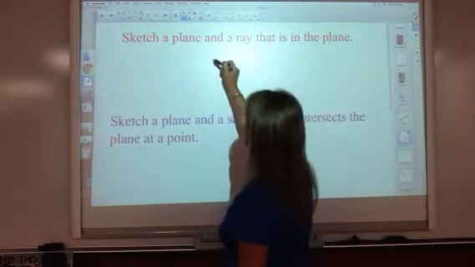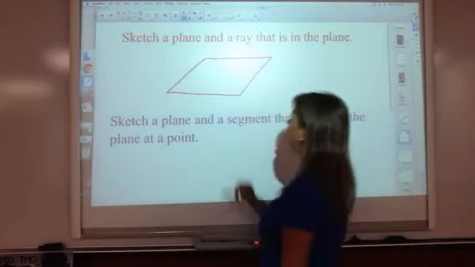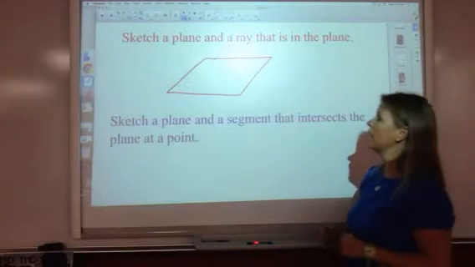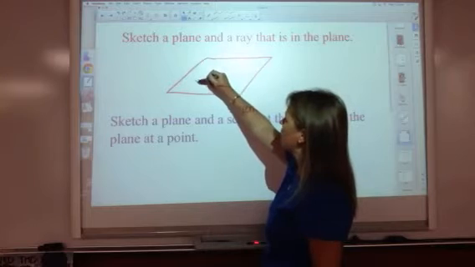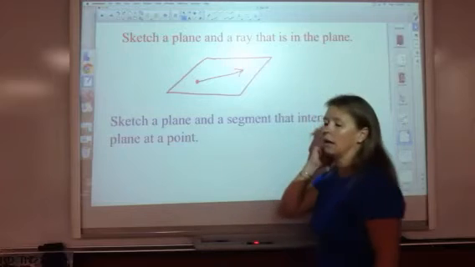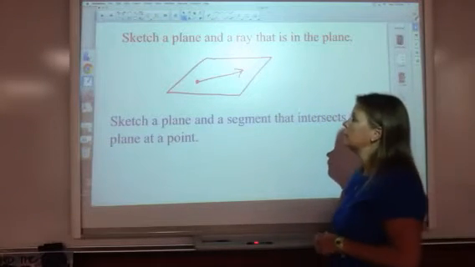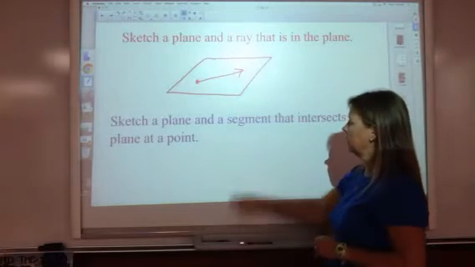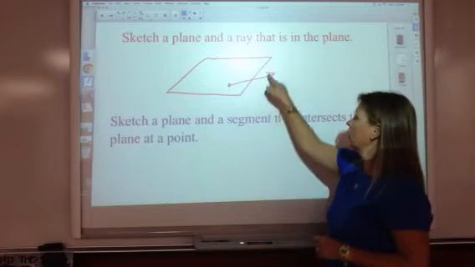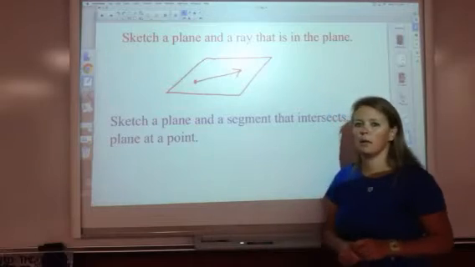Got it. Sketch a plane. Always a parallelogram. Never a flat, straight rectangle. Make sure the ray is in the plane, so the ray has an end point, an initial point, and an arrowhead on it. Make sure that you draw a ray, not a segment, not a line. And that's it. You don't want your ray to come out of the plane. Your ray, it says that is in the plane, so make sure it's in the plane.